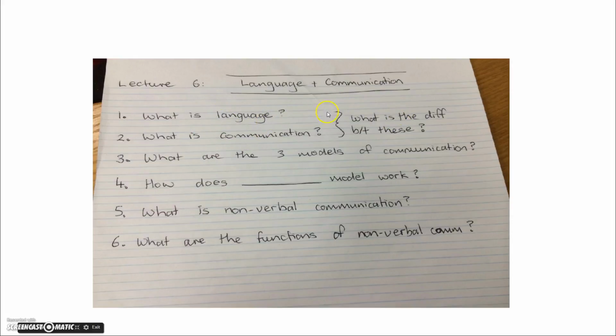So we got these 2 things. Okay, well, maybe I could even write a more complicated question by saying, hey, what is the difference between these two topics? Again, what are 3 models of communication? Very factual. Can we just name the different types? Okay, then how does each one work?